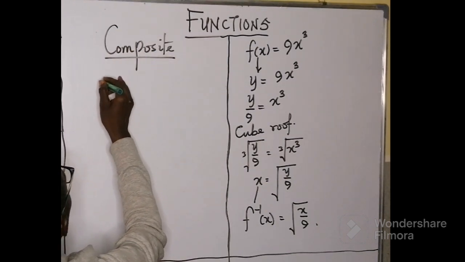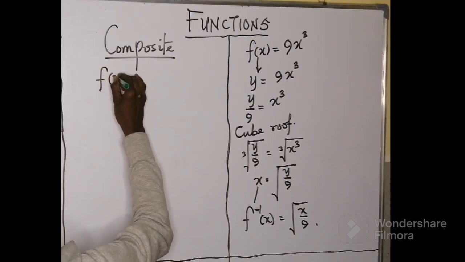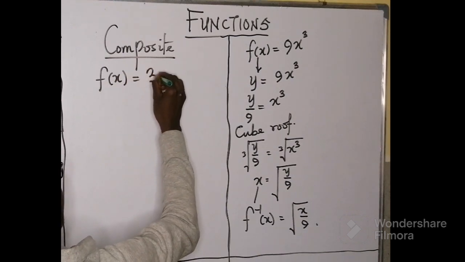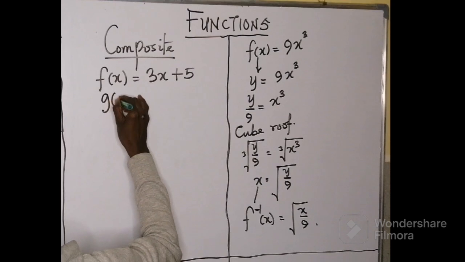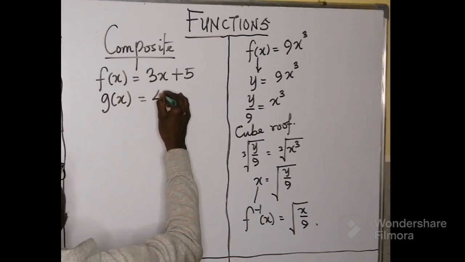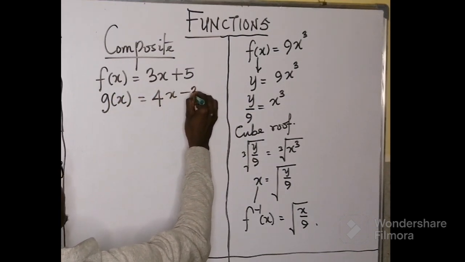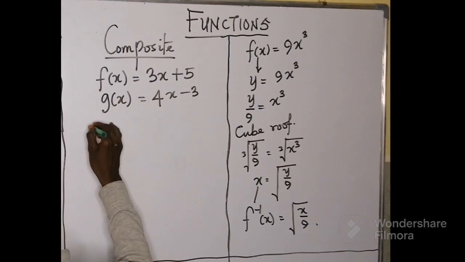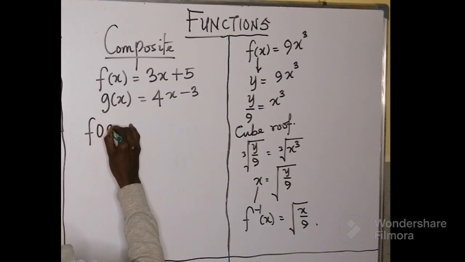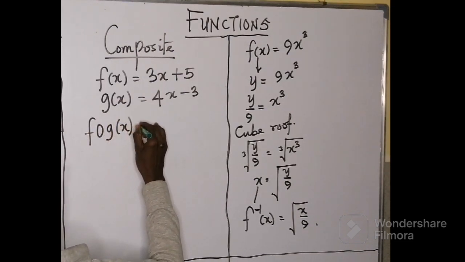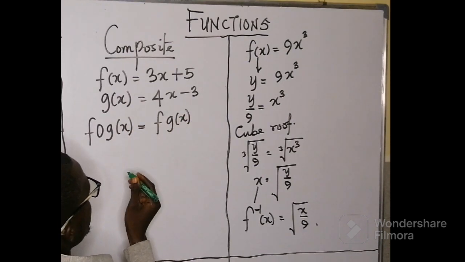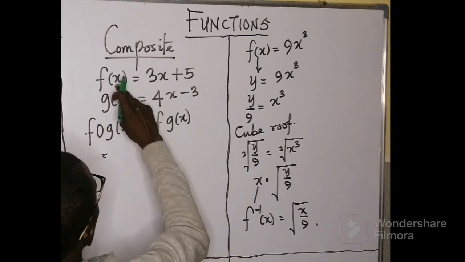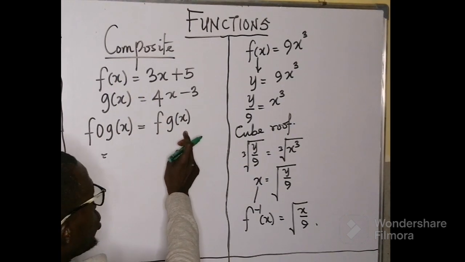Now, if we have f of x equals 3x plus 5, and another function g of x equals 4x minus 3. In WAEC, they might give you something like this: f of g of x. This is still the same thing as fg of x. That means wherever you see x in f of x, you introduce g of x.